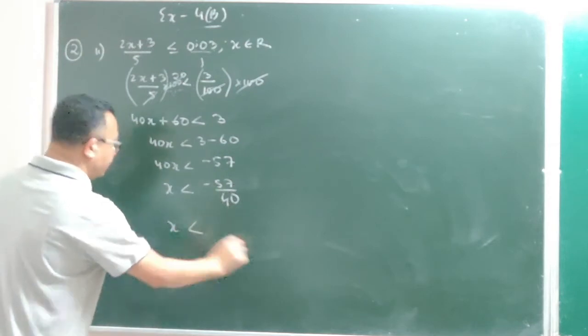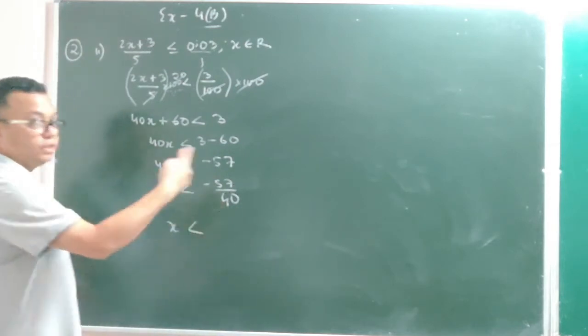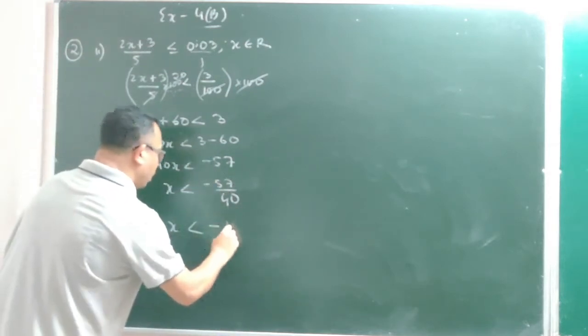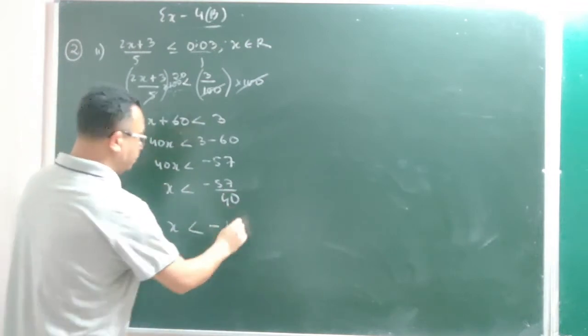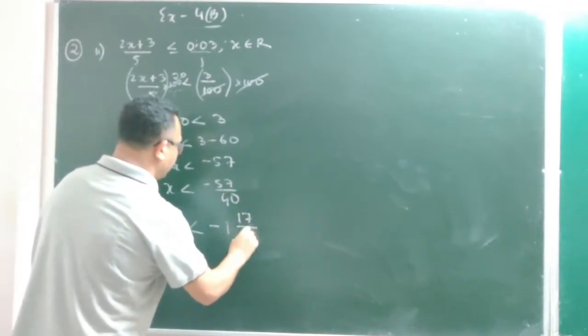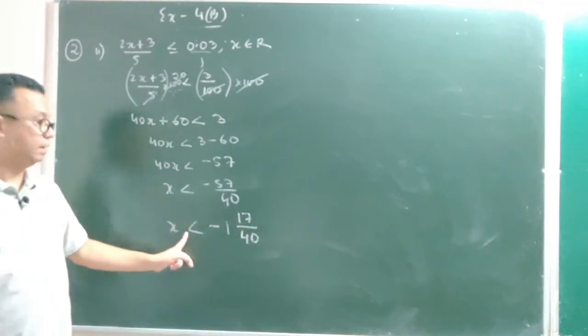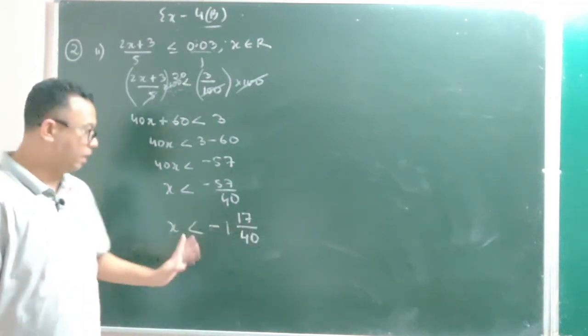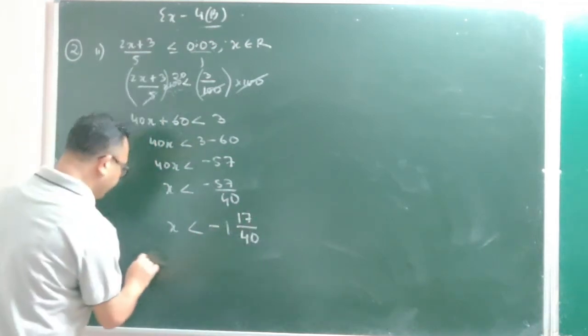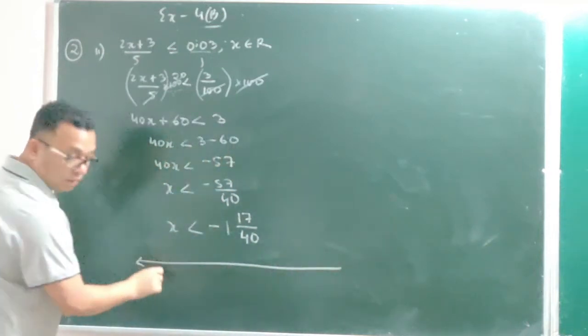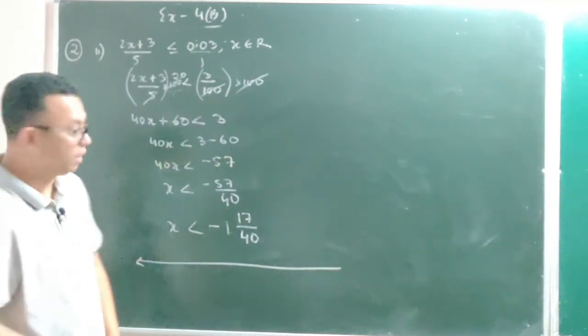So x is less than... if you convert this into a mixed fraction, 40 will go here one time, then you have 17 by 40. So x is less than minus 1 17 by 40. Now if I have to make a number line for this, let me make it here only. I think for this question also a number line is asked. Yes, number line is asked.